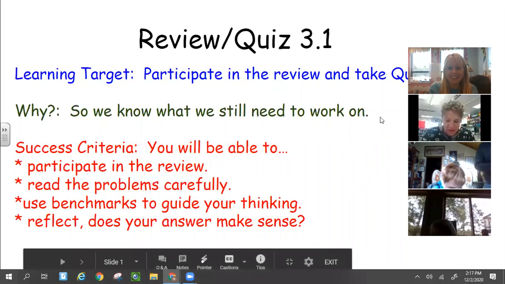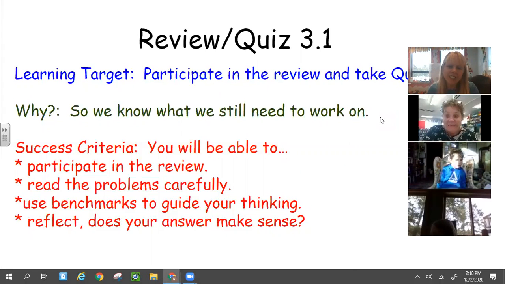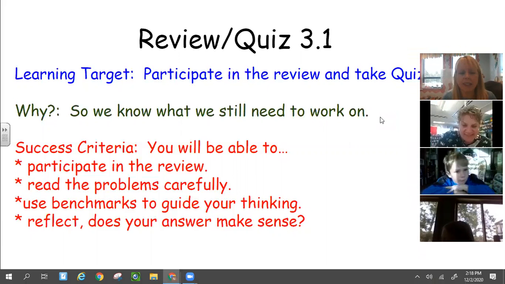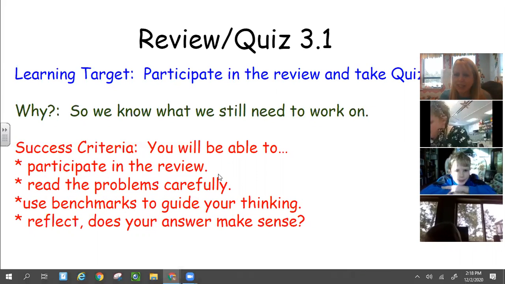I love that you help him. That's awesome. Okay, let's go ahead and get started with our lesson. Today, our learning target is to participate in the review and take our quiz. It's not 2.2, it's 3.1, so sorry about that typo. The reason we take our quizzes is so we know what we will still need to work on. We'll be reviewing, so please participate. If you participate in this review, you're going to do a great job on this quiz today.